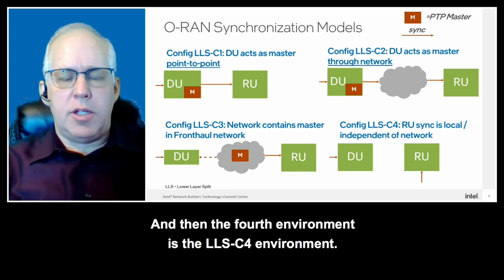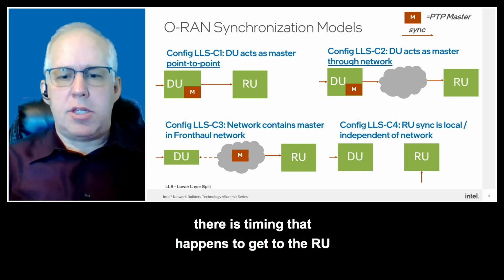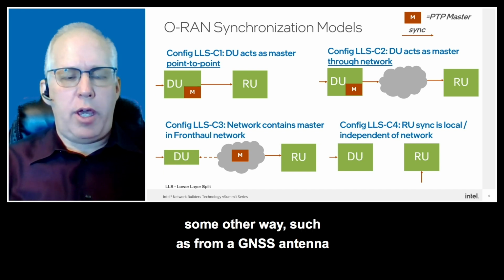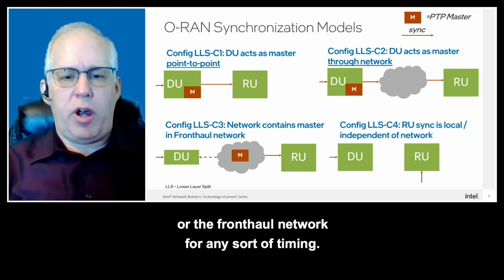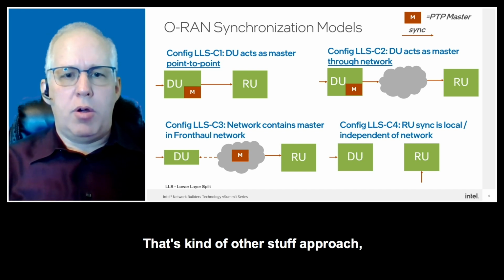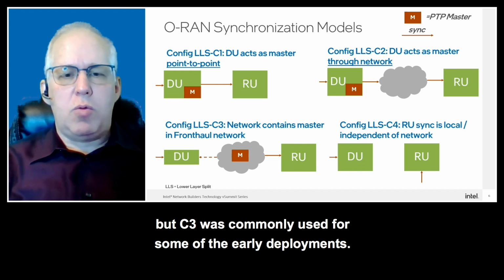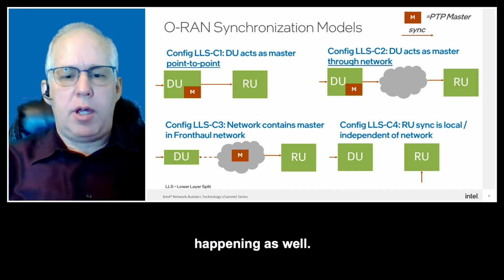And then the fourth environment is the LLS-C4 environment. In a C4 environment, there is timing that happens to get to the RU some other way, such as from a GNSS antenna that is located at the RU. It's not dependent upon the DU or the fronthaul network for any sort of timing. That's kind of an other-stuff approach. But C3 was commonly used for some of the early deployments. Now we're seeing more and more of the C1 deployments happening as well.